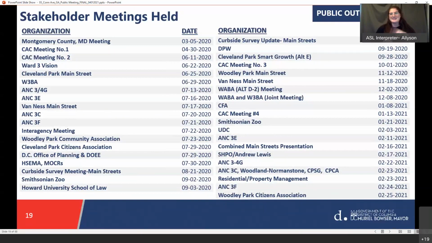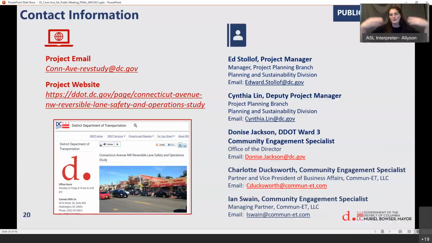Next slide. And here, of course, is our project email and the project website. And as Ed mentioned, on the right-hand side, you see our project managers and our outreach team. So thank you for being a part of it. Our project website is updated all the time with information. Thank you.